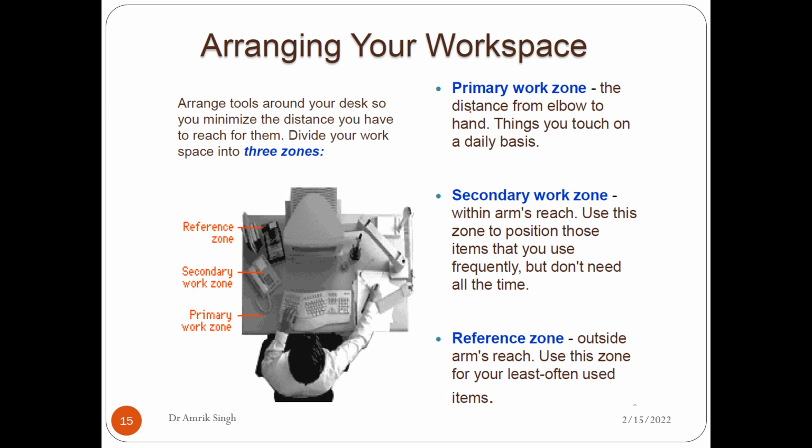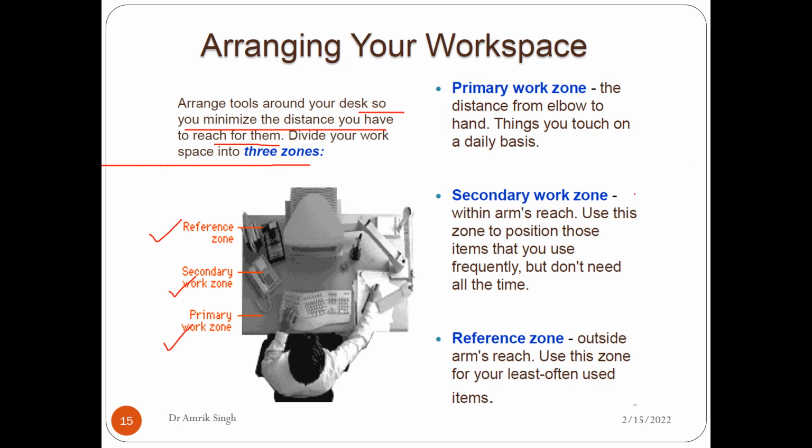So in order to improve this, you have to arrange your workplace. Arrange tools around your desk or workplace so that you minimize the distance you have to reach for them. It's important. Divide your workspace into three zones. You see, number one is the reference zone, number two is the secondary work zone, and the primary work zone. The primary work zone should be nearer to you. The secondary work zone should be in between, and the reference zone should be far.